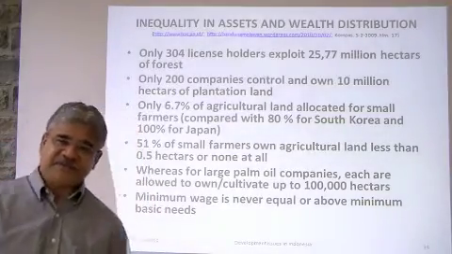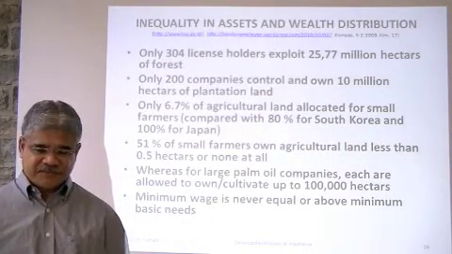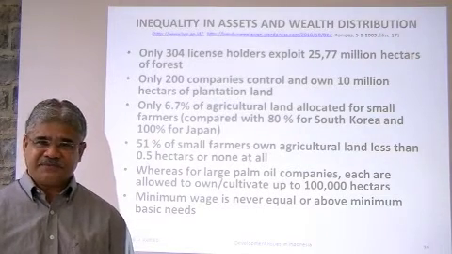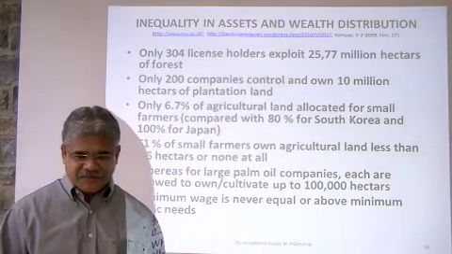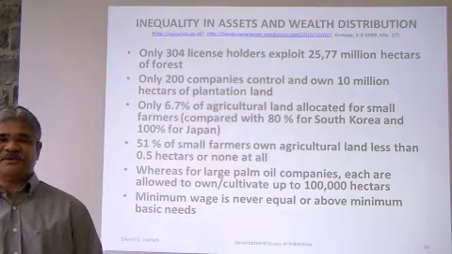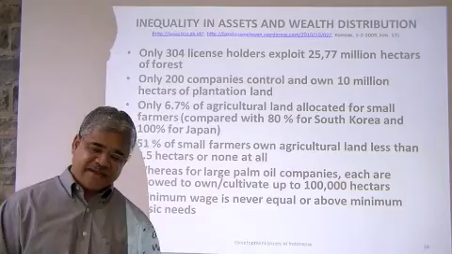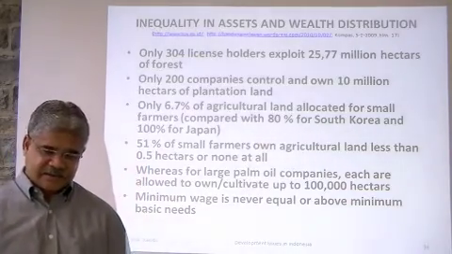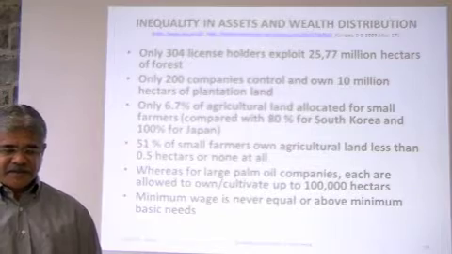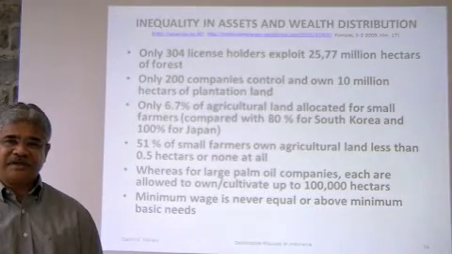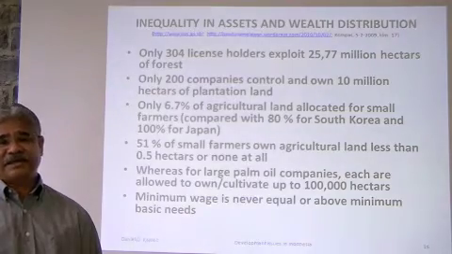Only 6.7% of total agricultural land is allocated for small farmers. If I compare with South Korea, they allocated about 80% for the small farmers, and for Japan, it's 100%. So if you allocate less than 10% of the agricultural land for farmers, then that is certainly a very unequal asset or land distribution. 51% of small farmers, of course, own very small lots of land, less than half a hectare. Some of them even don't have any land, landless.